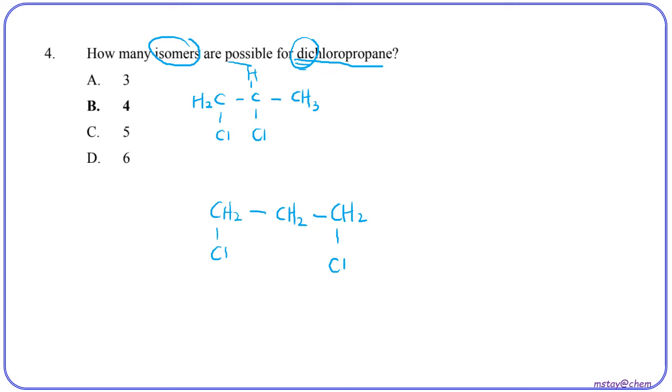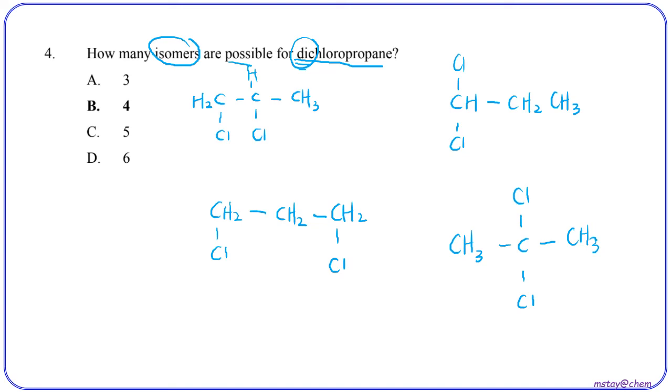Now we will consider another condition where both Cl are attached to the same carbon: CHCl2 and then CH2CH3. Another possibility is CH3, CCl2, both Cl attached to the second carbon, and then CH3. So altogether we are able to draw 4 isomers.